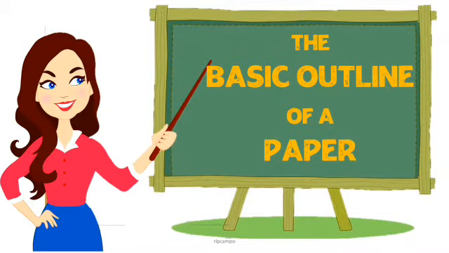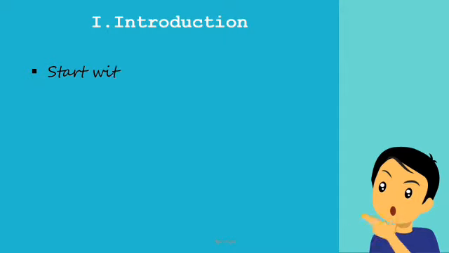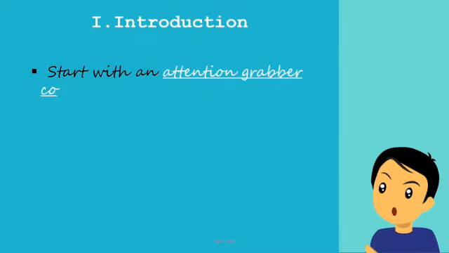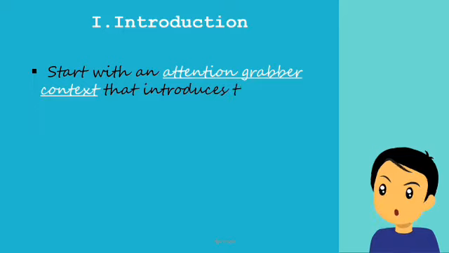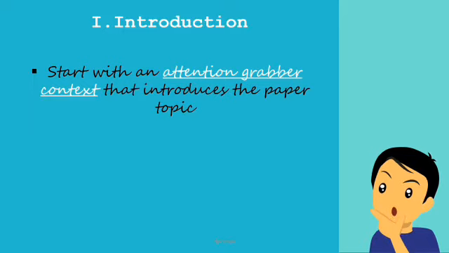Before I show you an example of an outline, here are the important things to remember in making a basic outline. For the introduction, start with an attention grabber context that introduces the paper topic. Or in short, these will be the phrases that will attract or intrigue your readers.